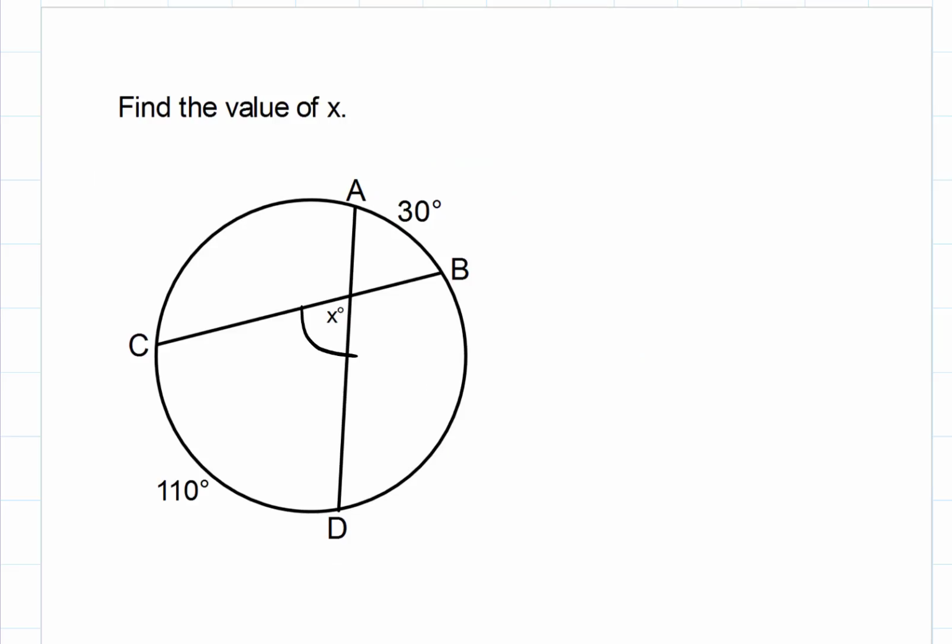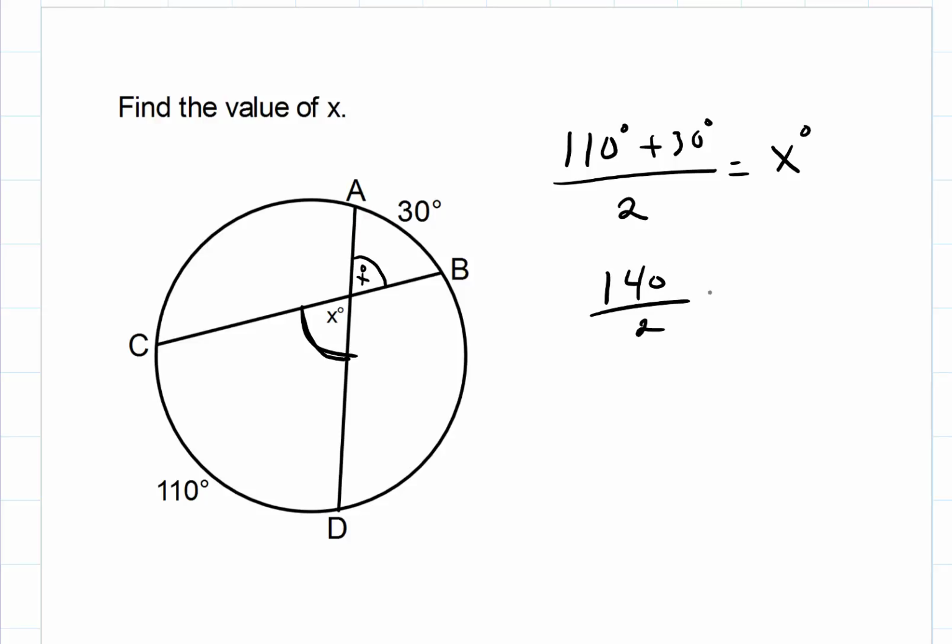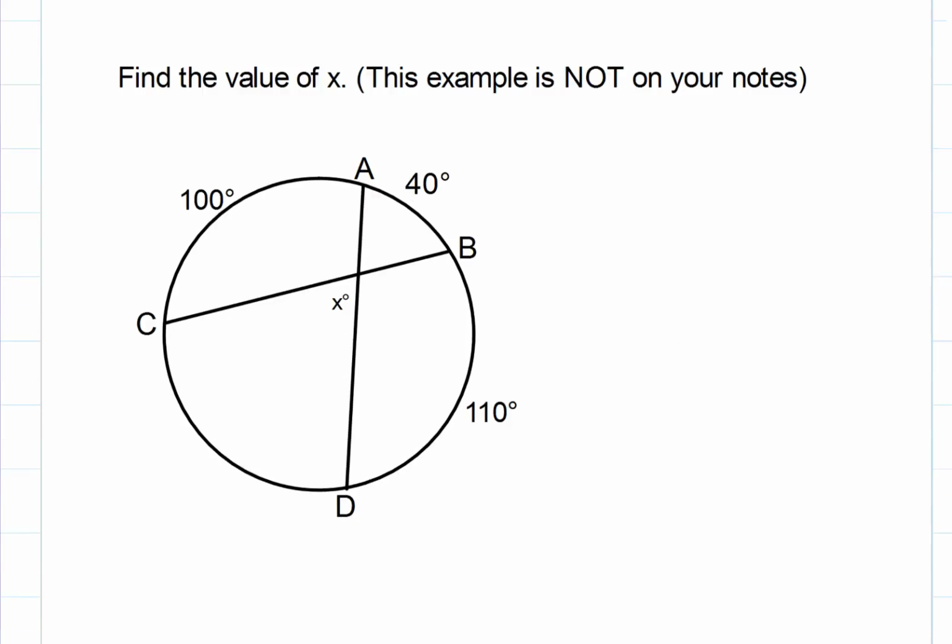So, applying this new theorem, we're asked to find the measure of this angle right here, x. So we take the two intercepted arcs. Remember, this angle over here will also be x, because they're vertical angles. So we will take the two intercepted arcs, 110 degrees plus 30 degrees over 2. And that is going to give us the measure of angle x. 140 divided by 2 is 70, and x equals 70.